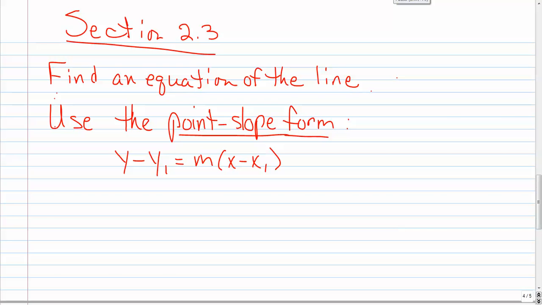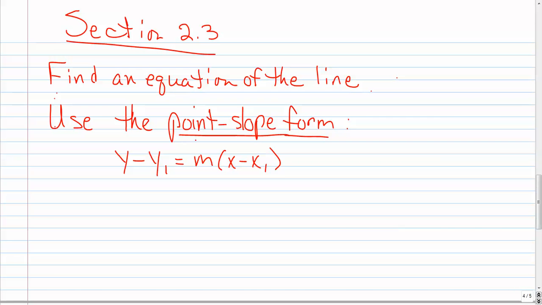Now, continuing with section 2.3, we're going to look at finding an equation of the line. Whenever you see the instructions to find an equation of a line, usually you're going to use the point-slope form, and it's just a variation of the slope formula. This is the second formula that you're going to need to know for this section. So the point-slope form is y minus y sub 1 is equal to m times x minus x sub 1.